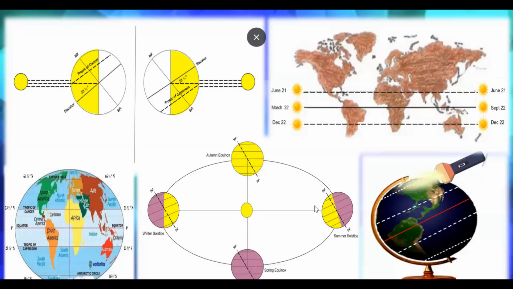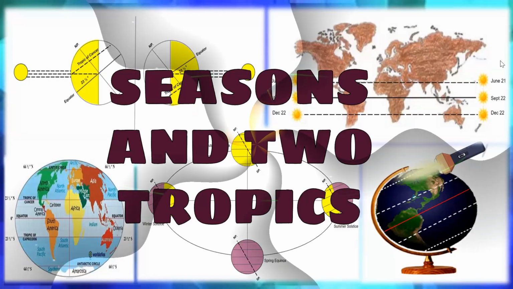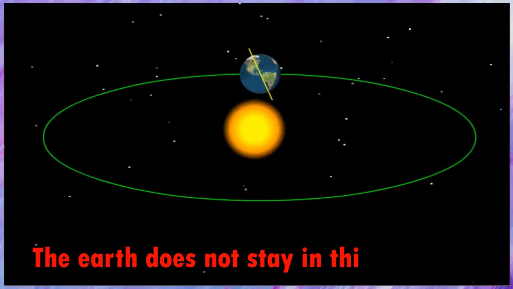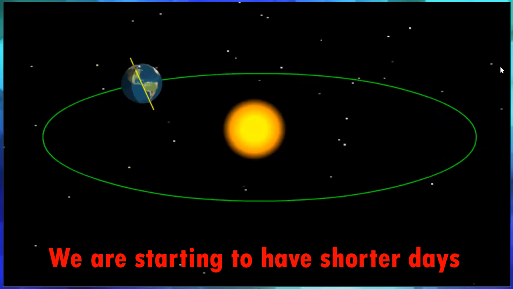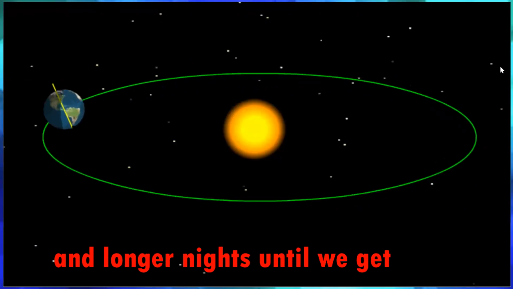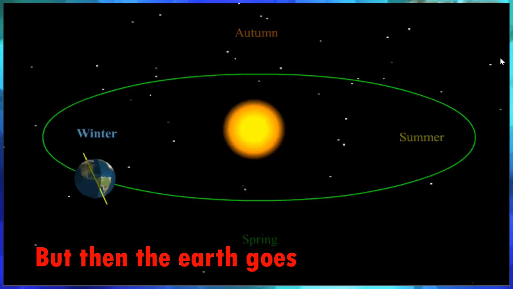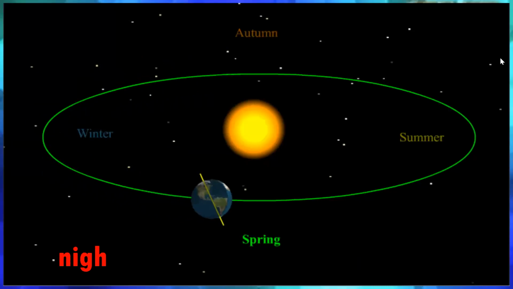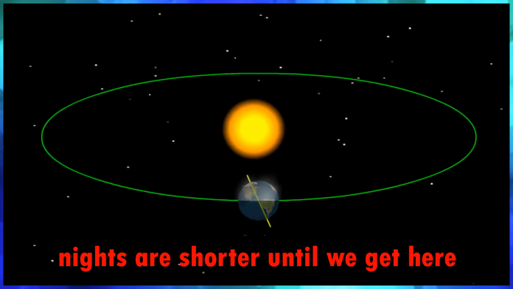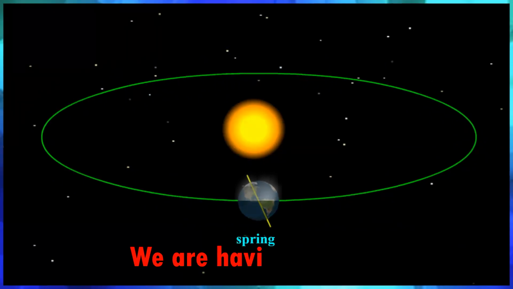Good day, everyone. Today, we are going to learn about seasons and two tropics. The Earth does not stay in this position. We are starting to have shorter days and longer nights until we get here. We are having winter, but then the Earth goes around the sun. Our days are getting longer and the nights are shorter until we get here, wherein the days and nights are equal. We are having spring.